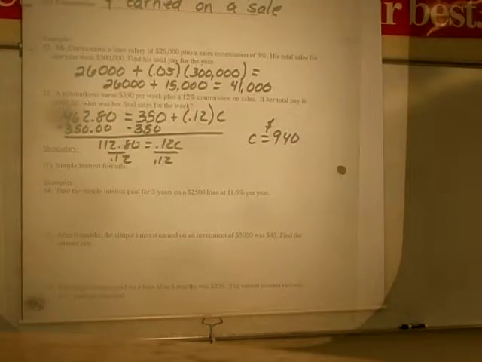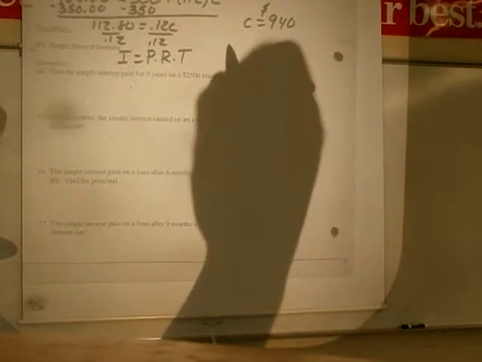The next idea is our simple interest formula. The simple interest formula is interest equals principal times rate times time. Now I stands for how much money you have earned or paid in interest.